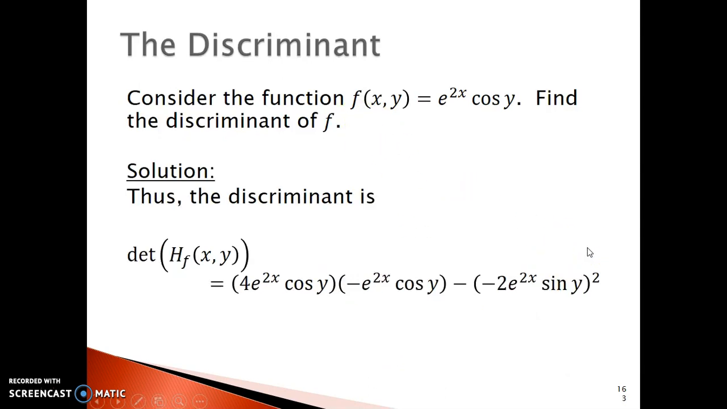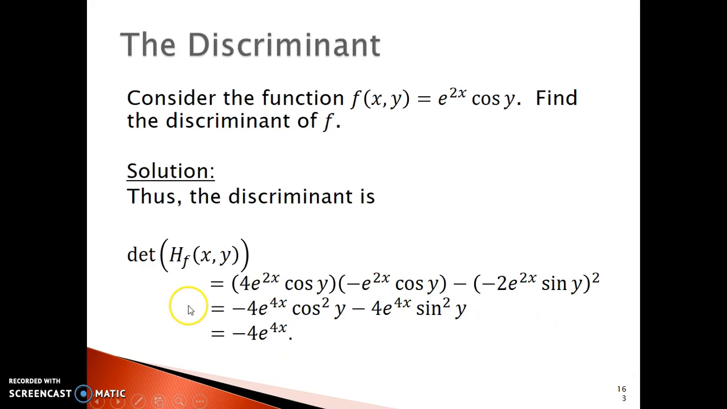So the discriminant would be plugging those values in. This is the second partial with respect to x times the second partial with respect to y minus the mixed partial quantity squared. If we multiply through and simplify, we would arrive at this expression, which, hey, notice both terms have a negative 4 e to the 4x in common, so we factor that out and you're left with cosine squared y plus sine squared y, which is just 1. So the discriminant in this case is negative 4 e to the 4x power.